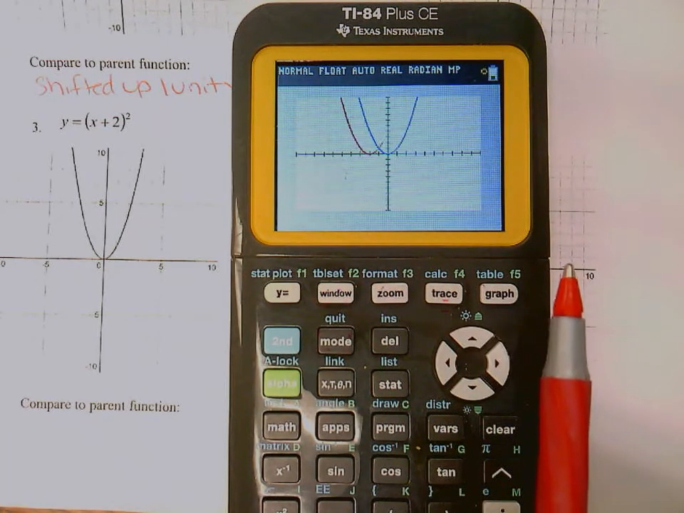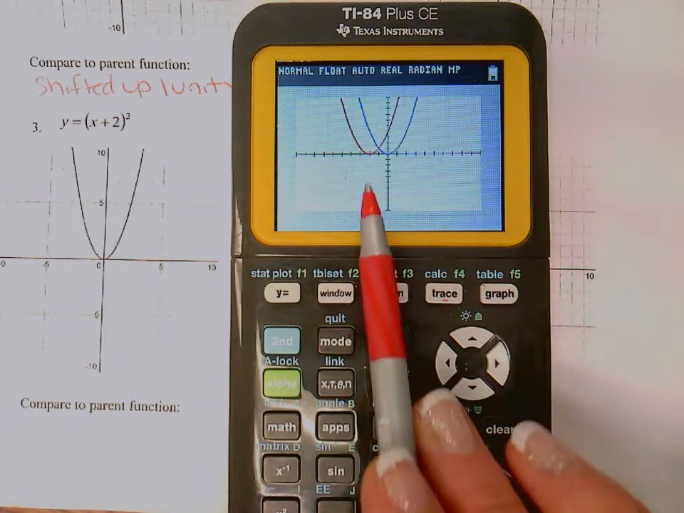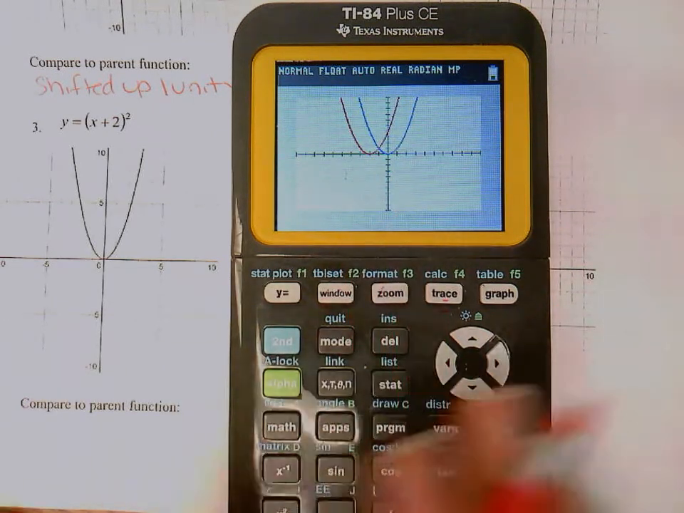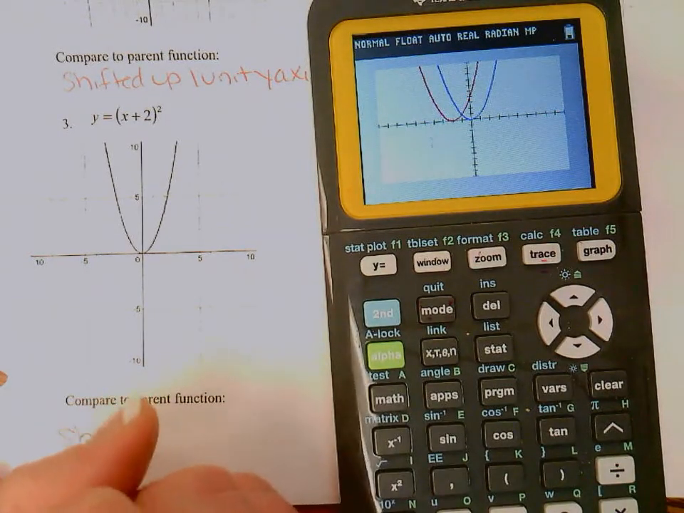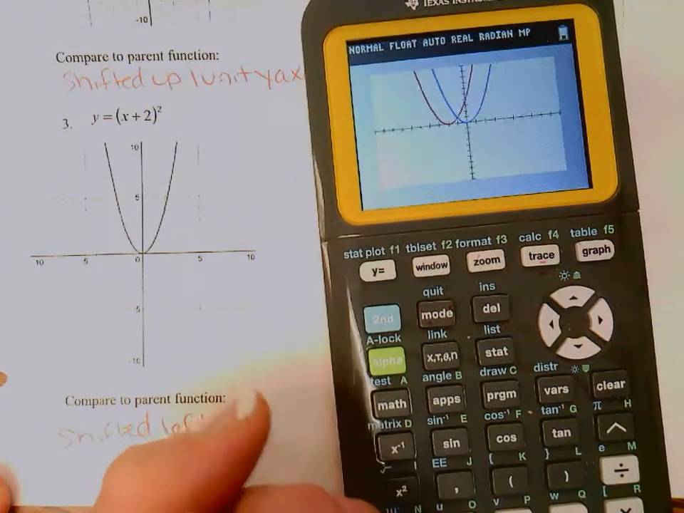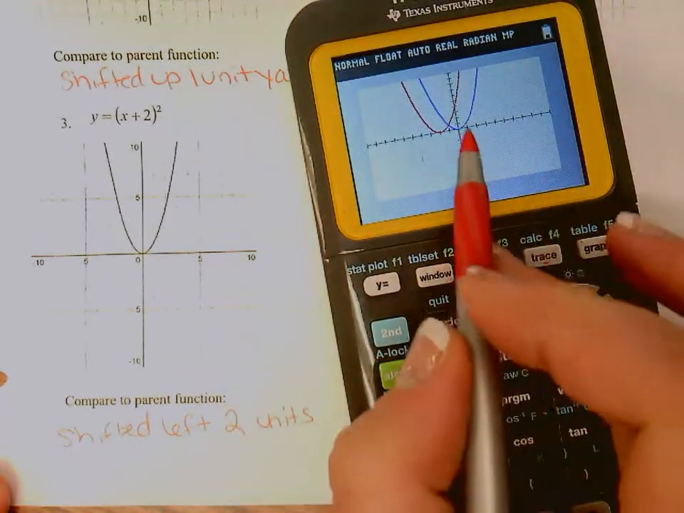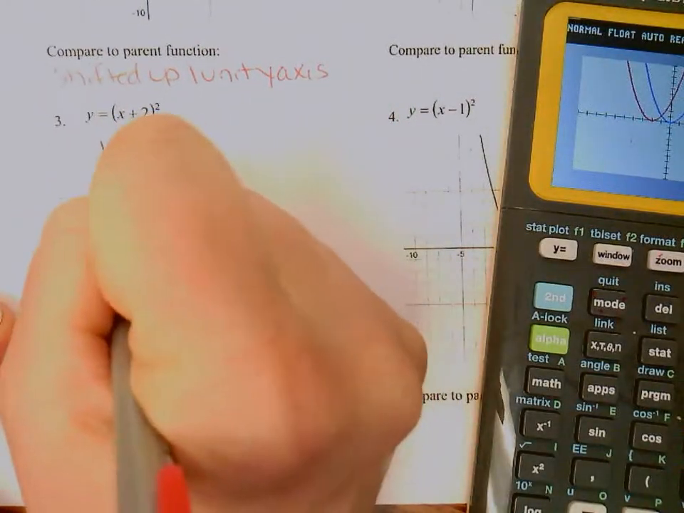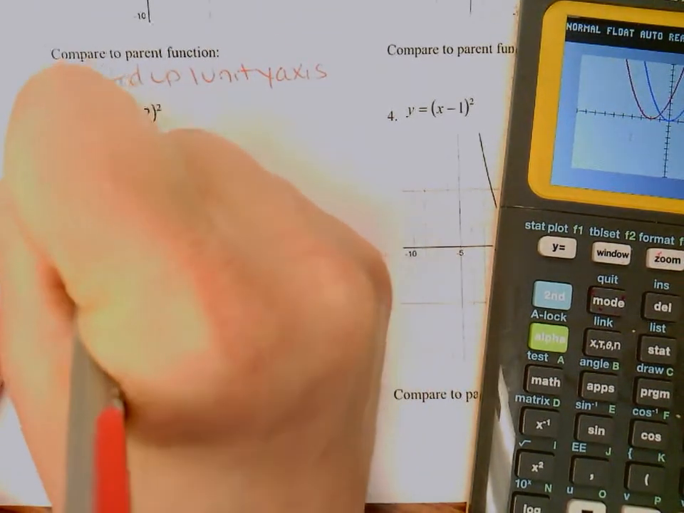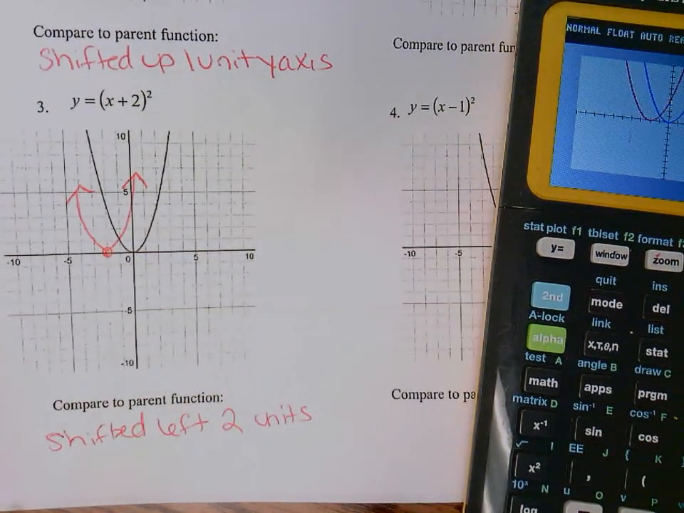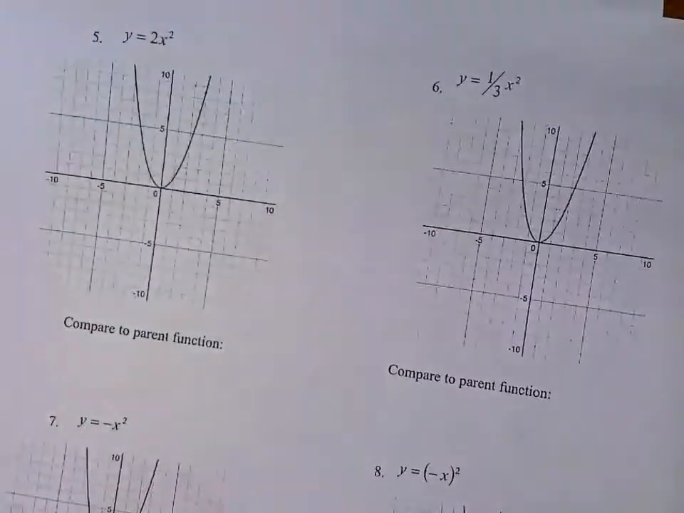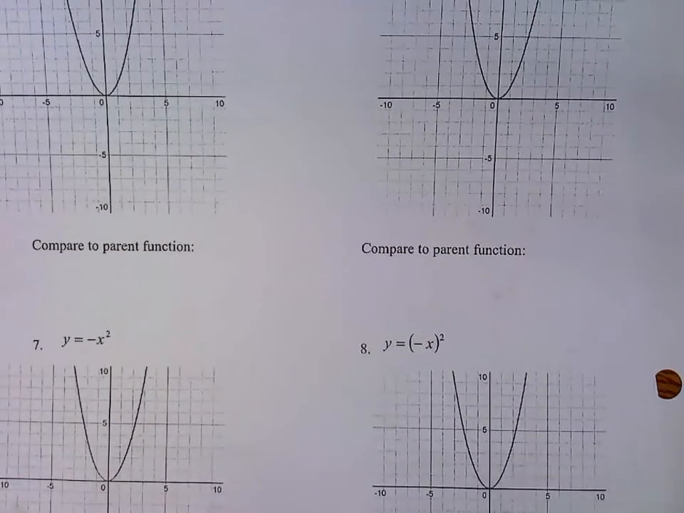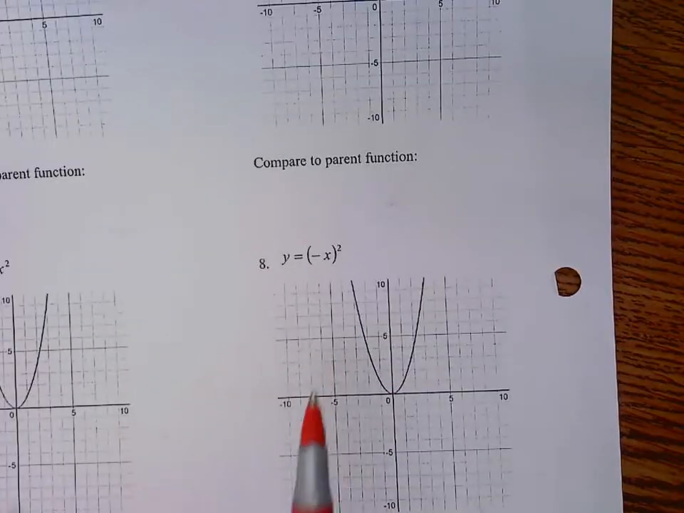All right, so what has happened, the red graph has now shifted to the left. So it has shifted left 2 units. See how it started at 0 and now it's at -2? So on my graph over here, I'm just going to show that the red graph has shifted to the left by 2 units. So you're going to continue with graphs 2 and 4 and 5, 6, 7, and 8. Those are all x squared. So what I would do is pause the video, complete those up through number 8, and come back to this video in a minute when you're ready to move on to part 2.